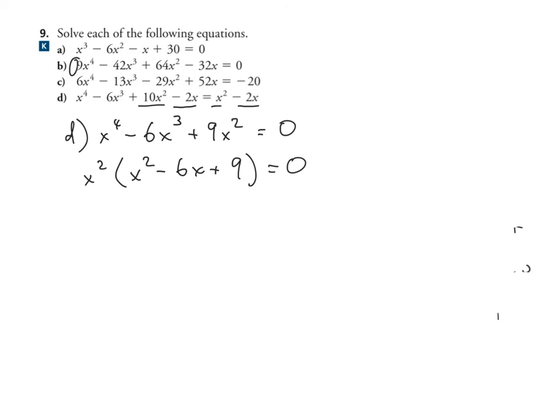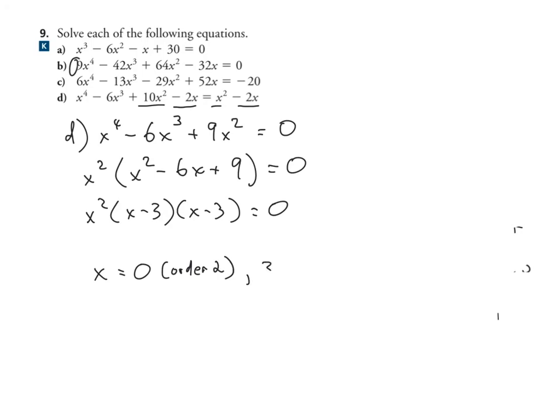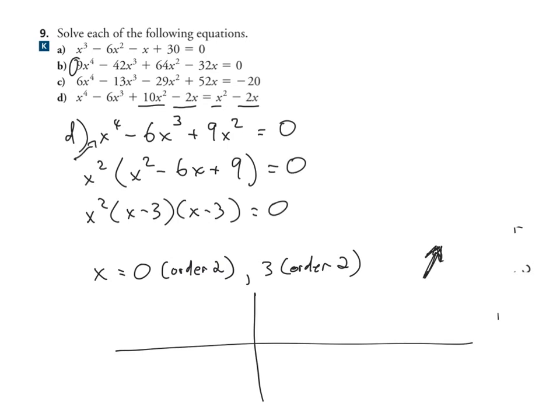Two numbers that multiply to give 9 and add to give negative 6 are negative 3 and negative 3. So this is x squared, x minus 3, x minus 3 equals 0. And that means that x equals 0, and that's order 2. And 3, also order 2. Just to remind you guys how that would be graphed, the leading coefficient is positive, so it's going to go upward like this. 3 and 0 are your zeros, but they're both order 2, so it's going to bounce off, and go upward like that. There we go.